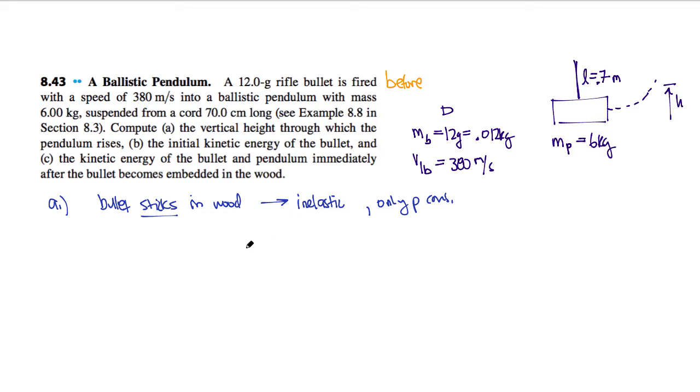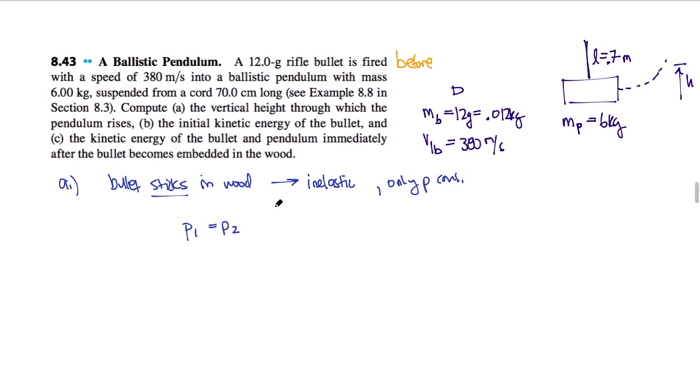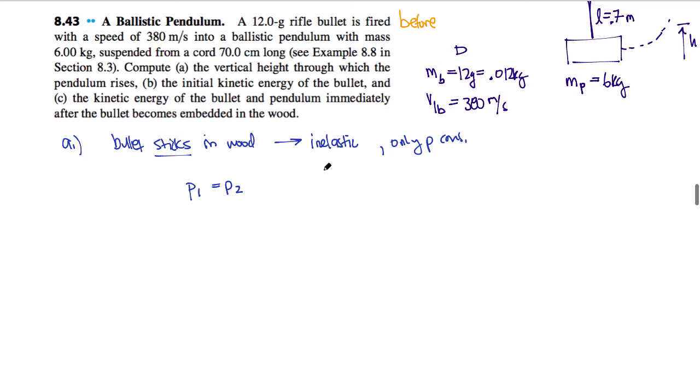Where I go from here is, momentum 1 is equal to momentum 2. I don't really care about the vector part this time because it's just in a straight line. Actually, I'll say that there is a velocity going this way. So my momentum will be the mass of the bullet times v1 of the bullet plus the mass of the pendulum times its initial velocity, which is 0, since it starts from rest. That's equal to the bullet and the pendulum together times their final speed.